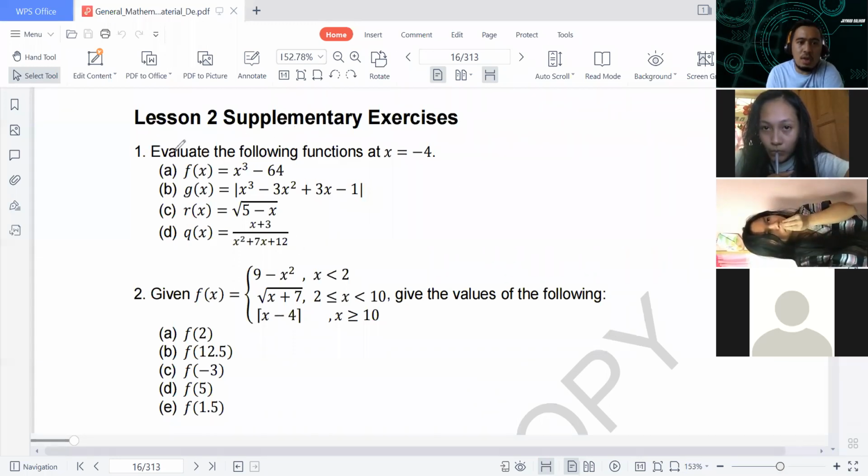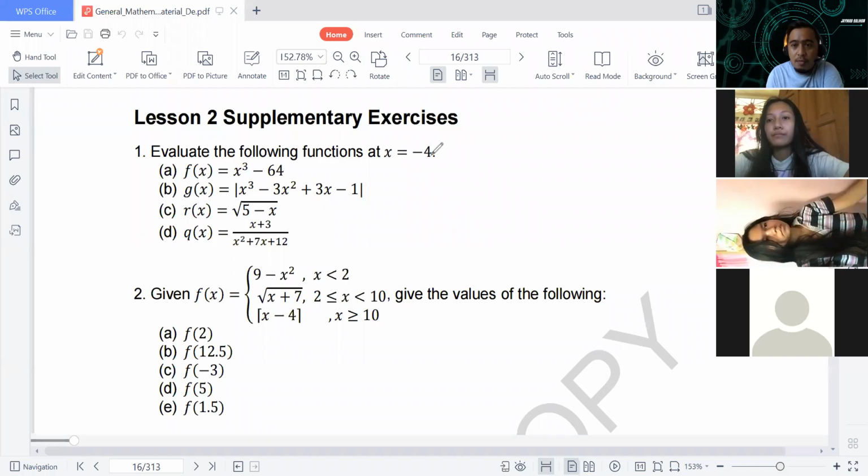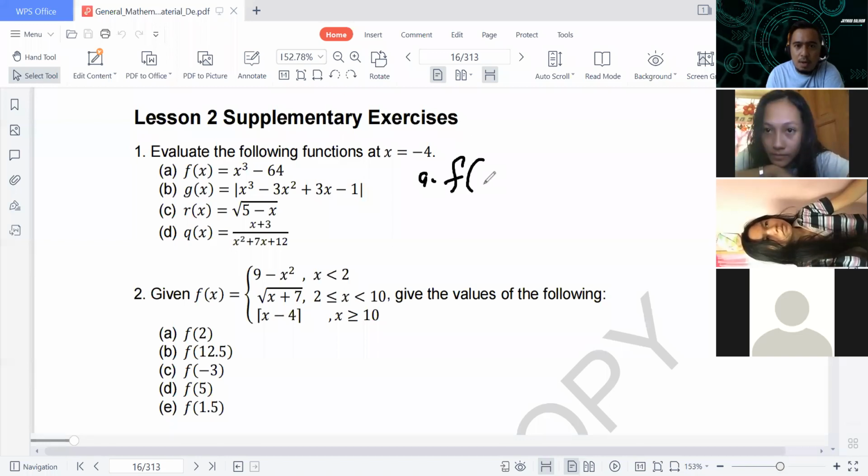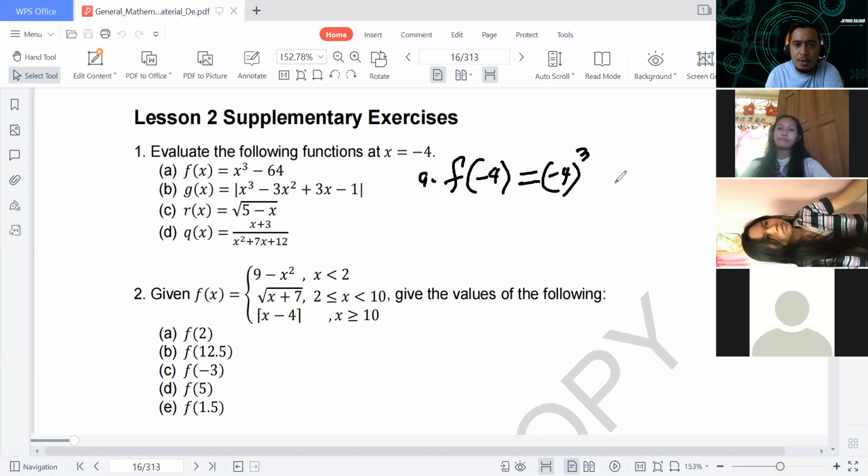So the instruction here, evaluate the following function at x equal to -4. So if you will apply that to a, that is just f of -4. Remember, your a is defined this way. So it will be -4 raised to the power of 3 minus 64.